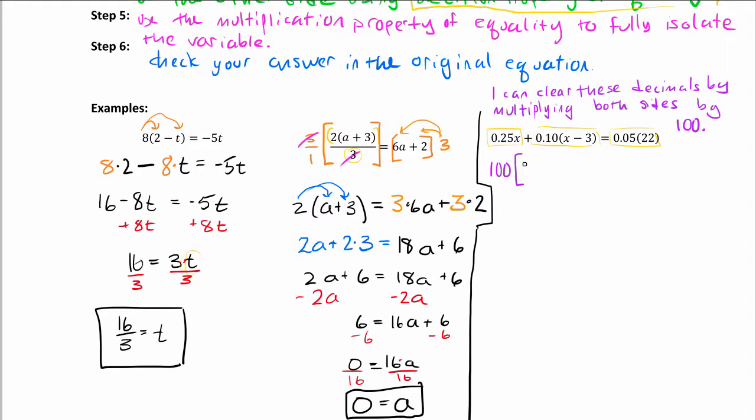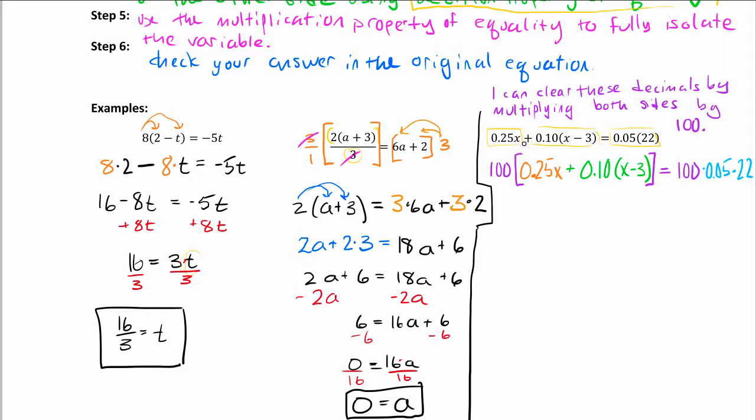The first term is 0.25x. And then the second term on this side is 0.10 times x minus 3. And then on the right side, I haven't done that distribution yet. On the right side, I have 100 times just the single term over there, 0.05 times 22.